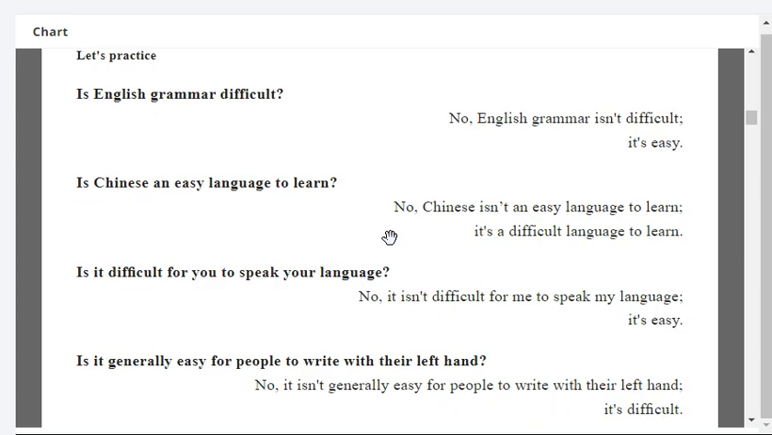Is Chinese an easy language to learn? No, Chinese isn't an easy language to learn. It's a difficult language to learn. Very good. Is it difficult for you to speak your language? No, it isn't difficult for me to speak my language. It's easy. Very good.